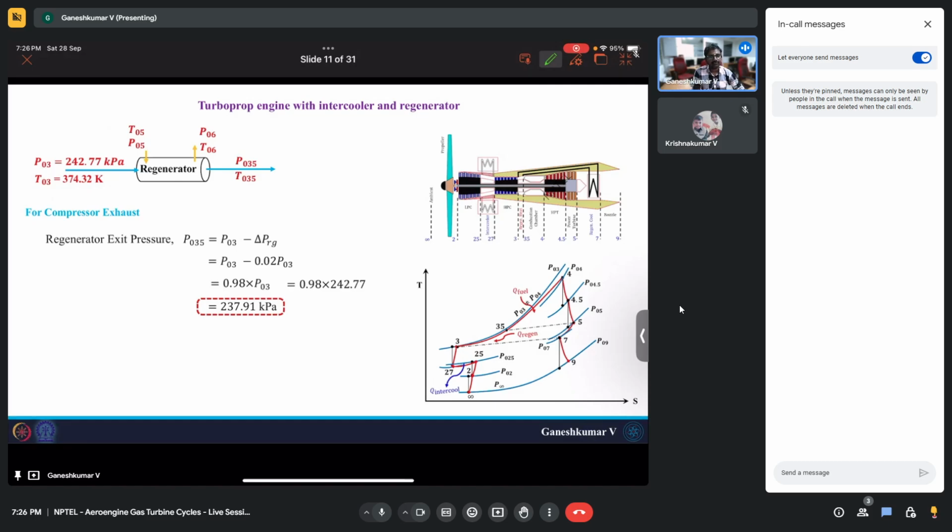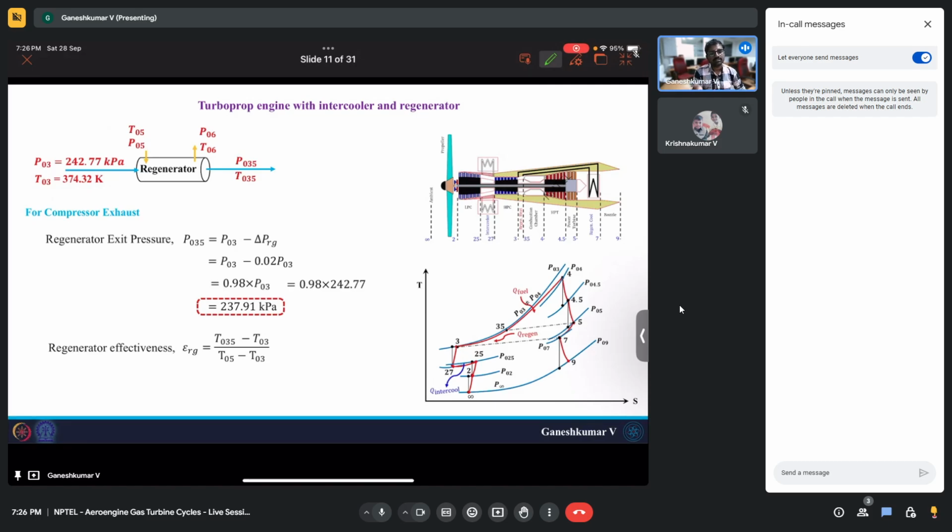Now we also need to find T035. That is the temperature with which it exits, because that is necessary to find the combustion chamber. So how do we do that? We have effectiveness, and the effectiveness of a regenerator is nothing but T035 minus T03 divided by T05 minus T03, which is T in of both hot and cold stream.